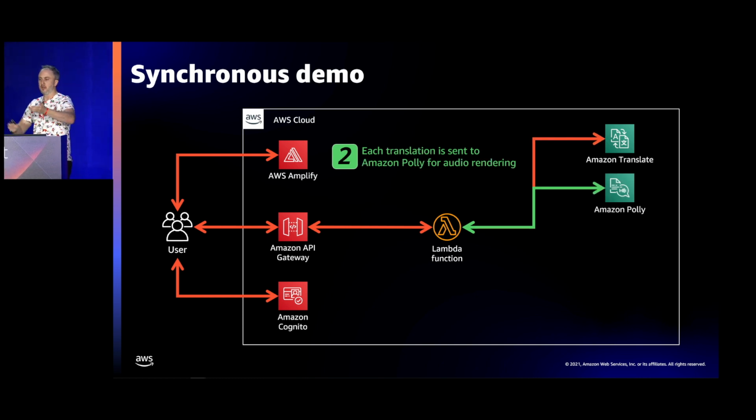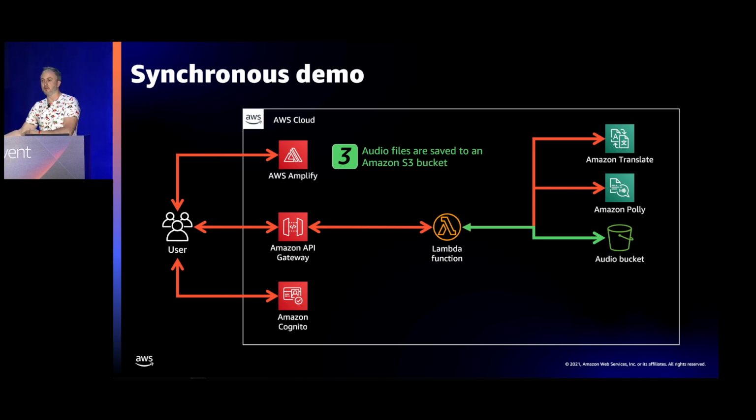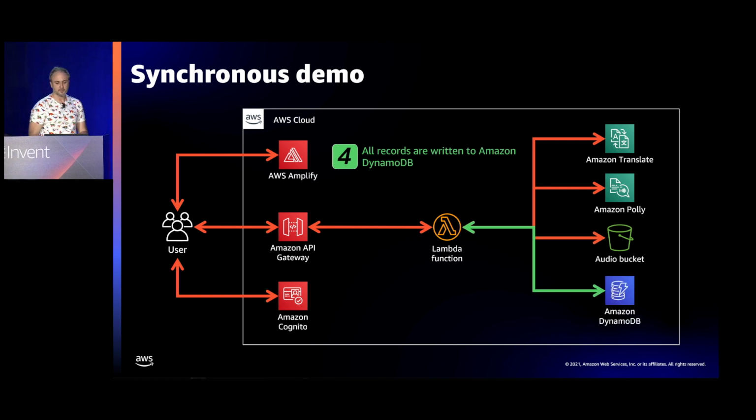My Lambda function then collates all of them and passes them on to a service called Amazon Polly, again using the SDK. Amazon Polly generates an MP3 file for all of the translated text and passes that back to Lambda. Lambda then saves all of them in an S3 bucket. After that, it will save some metadata about that whole process in an Amazon DynamoDB table.